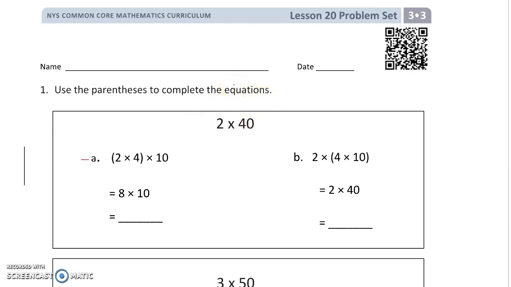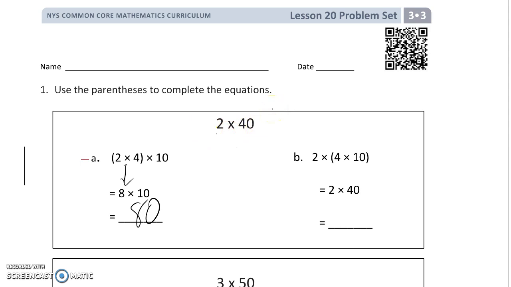40 is a multiple of 10 because if we skip count by tens, we will land on 40. So what they've done over here is they've shown where I can take 2 times 4 times 10. So they've broken it into 2 times 4 times 10. The 4 times 10 gets us the 40. The 2 is this 2, but they've put the parentheses around the 2 and the 4. So when they multiply those first, they get 8. Bring down that times 10, so 8 times 10 is 80. It's one way to get the answer to 2 times 40.